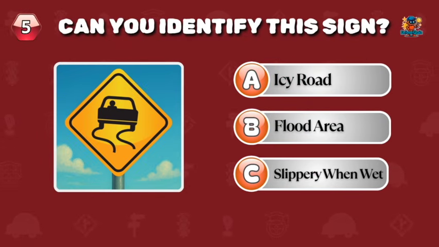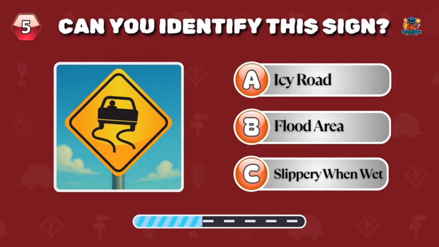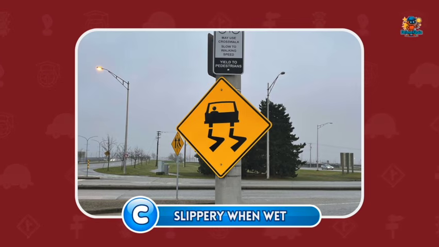Question 5. A. Icy road. B. Flood area. C. Slippery when wet. Slippery when wet. Slippery conditions when roads are wet. Reduce speed and avoid sharp turns.